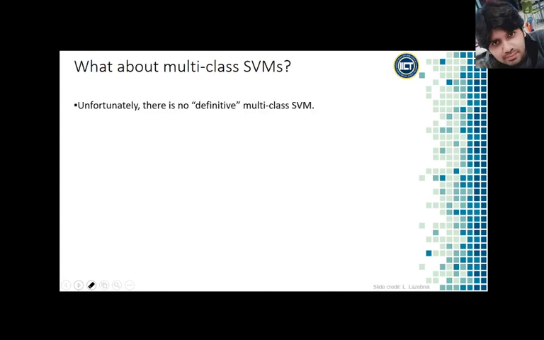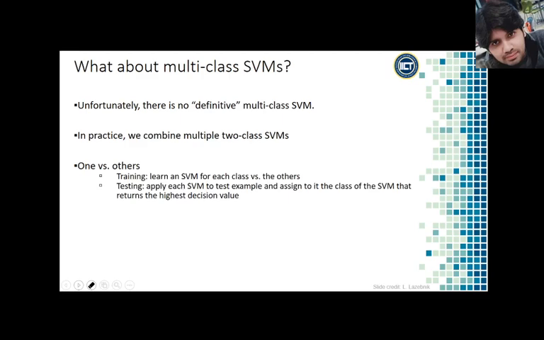Now how to deal with multi-class SVMs? Unfortunately there is no definitive multi-class SVM. In practice, we combine multiple two-class SVMs. It's like defining a one-hot encoding vector. That's the same as one versus others. So for training, we learn an SVM for each class versus the others, and for testing, we apply each SVM to the test example and assign it to the class of the SVM that returns the highest decision value.